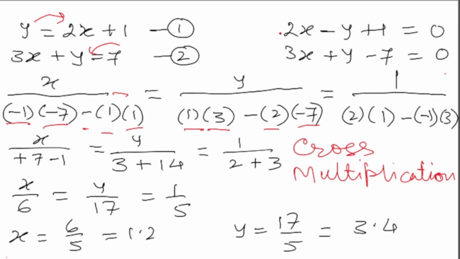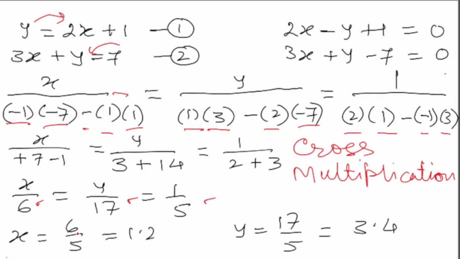Now we'll multiply the coefficients of x and y. So 2 into 1, and 3 into minus 1. So minus 7 into minus 1 is equal to 7, and 1 into 1 is equal to 1. So 7 minus 1 is equal to 6. Now 3 into 1 is equal to 3, and 7 into 2 is 14. So minus minus plus. So this is equal to 3 plus 14, that is equal to 17. In this case, 2 into 1 is equal to 2, and minus 1 into 3 is equal to minus 3. So 3 plus 2 is equal to 5.